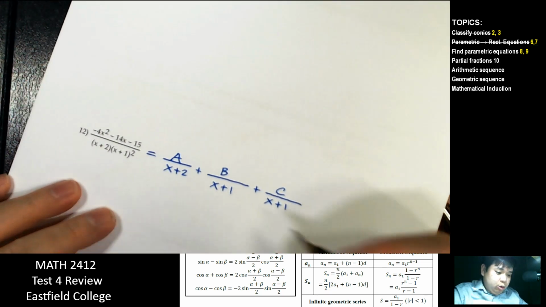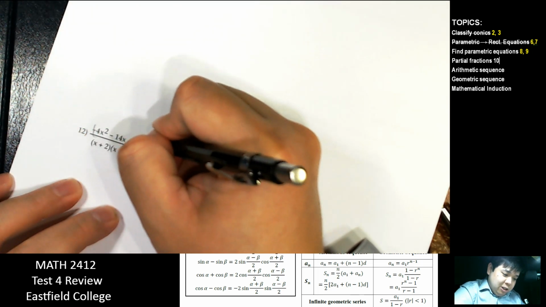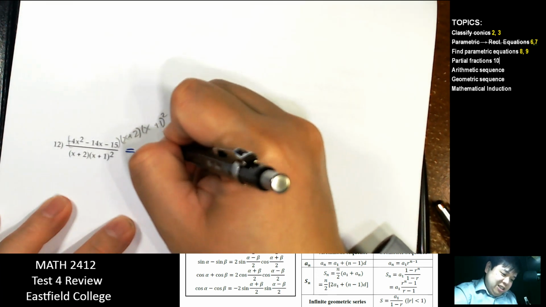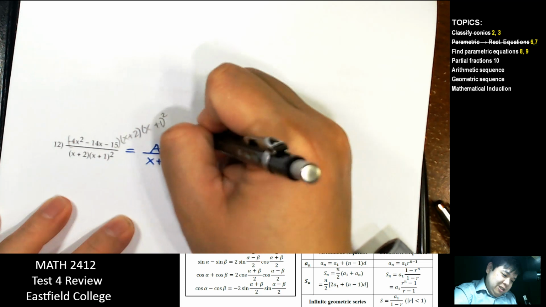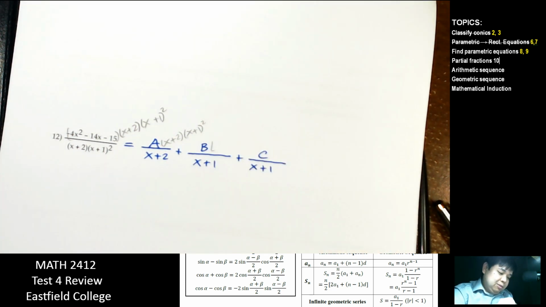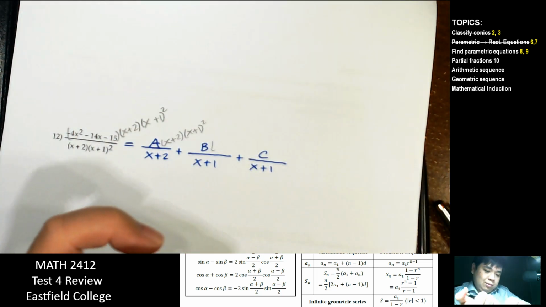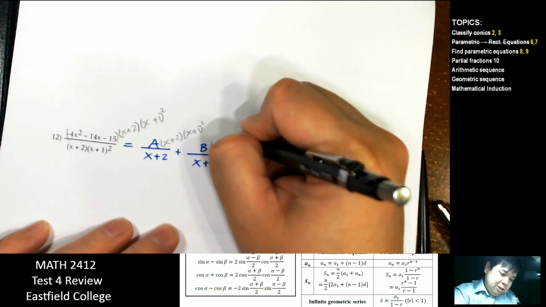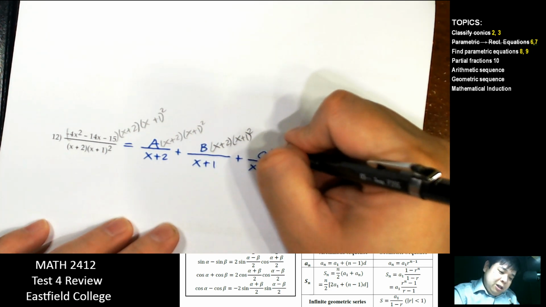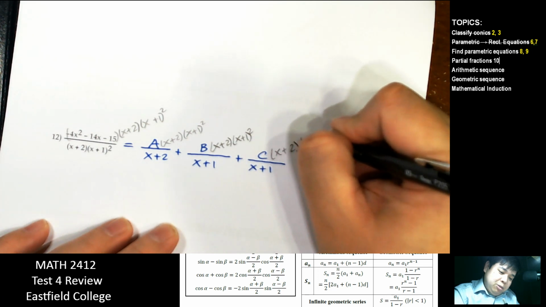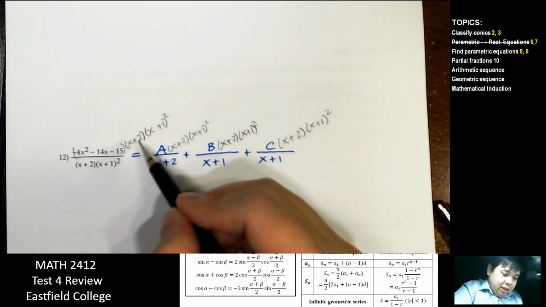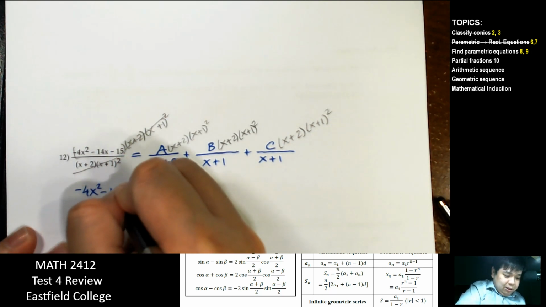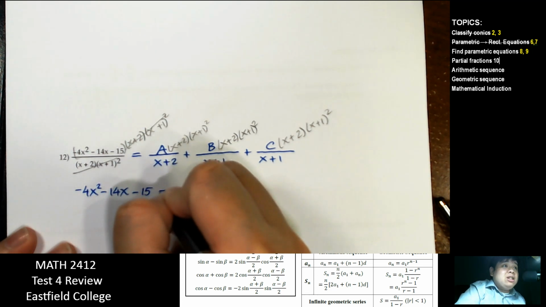We will multiply x plus 2, x plus 1 squared. In that case, we will not miss anything. X plus 2, x plus 1 squared. Right, much better. The whole thing cancels here. Yes, I should have done that in the first place.